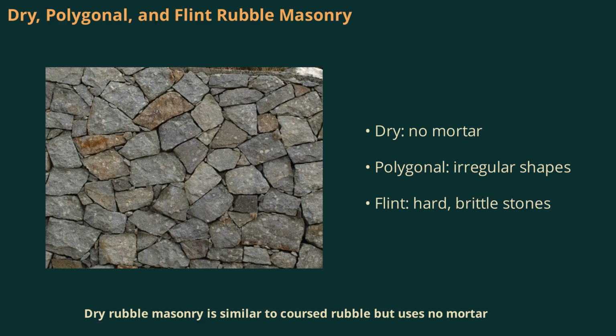Dry rubble masonry is similar to coursed rubble, but uses no mortar, relying on skillful placement for stability. Polygonal rubble masonry features stones dressed into irregular polygonal shapes, creating a unique appearance but requiring high skill. Flint rubble masonry uses hard, brittle flint stones, often with lacing courses of bricks or tiles for added strength. Each type serves specific needs, from cost-saving dry walls to decorative polygonal and region-specific flint masonry.